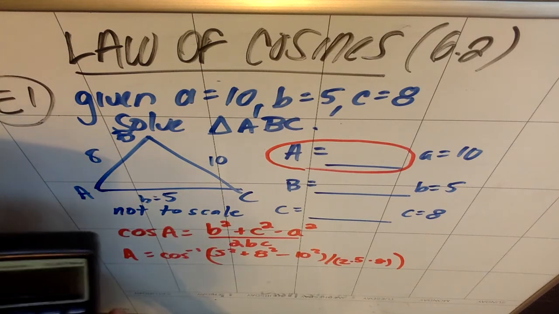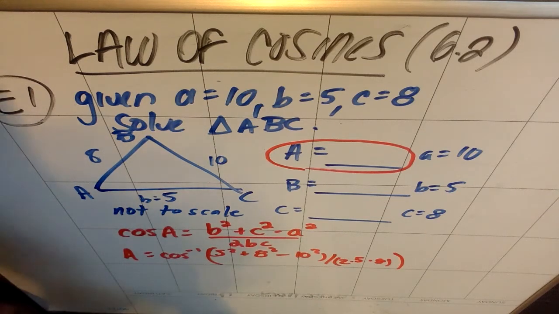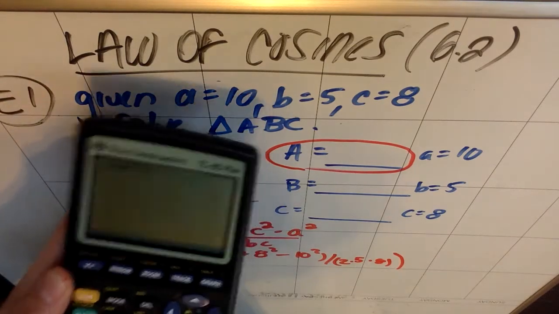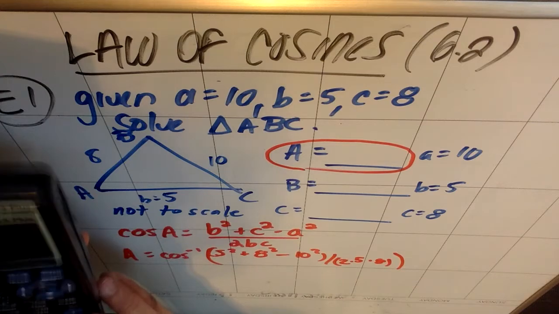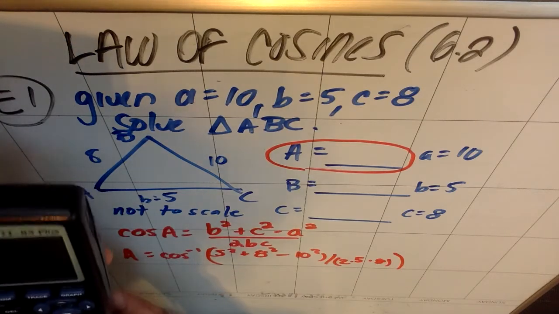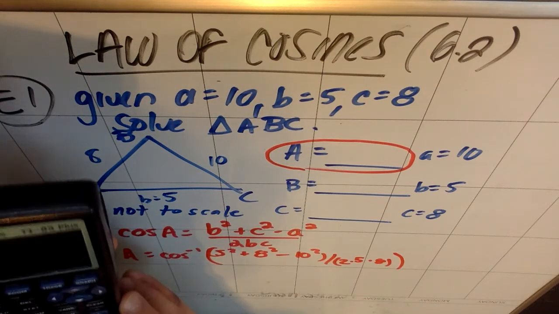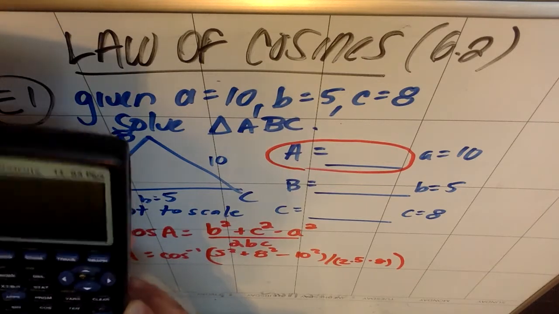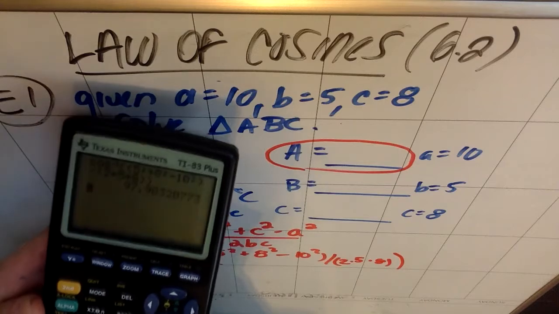because it comes up enough, and it's nice to have a formula or a program in your calculator. I'm assuming I'm in degree mode because most of these problems are. So I'm going to do the arc cosine of, in parentheses, 5 squared plus 8 squared minus 10 squared, close the parentheses, divided by 2 times 5 times 8, close the parentheses. And so that's my angle A.